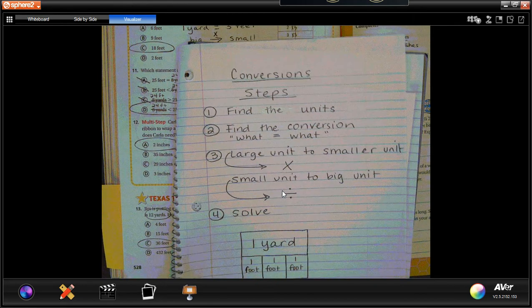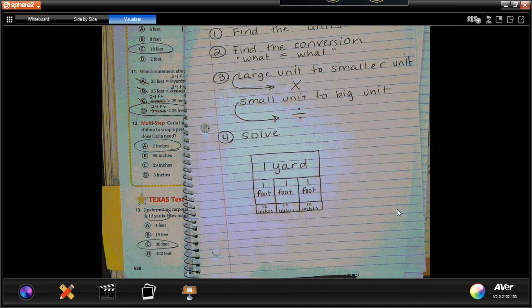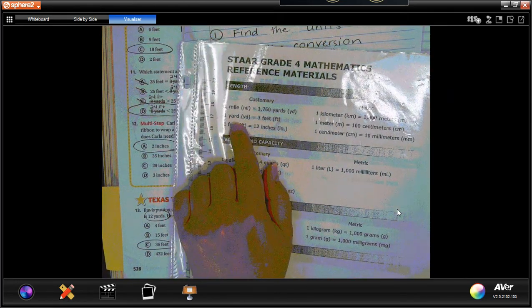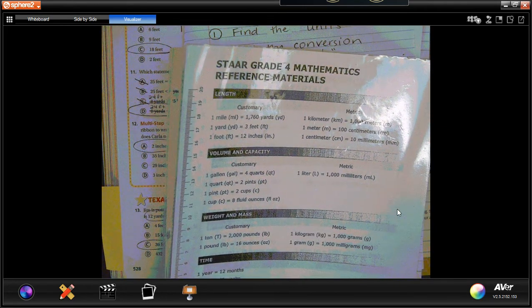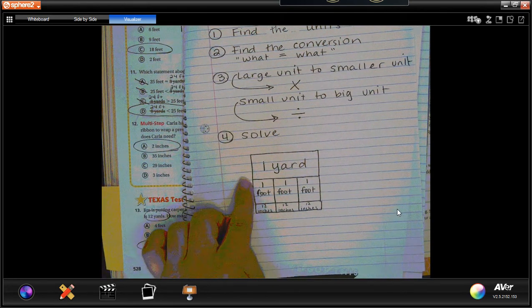Now, one of the problems in your independent work on page 530 has an example of where you're going from yards to inches. And so we talked about that as well before we got started on our assignment. If you notice in the reference chart, it only says a yard is equal to 3 feet and a foot is equal to 12 inches. There's nothing on here that gives us information about going straight from a yard to an inch. And so we had to think about it a little differently.